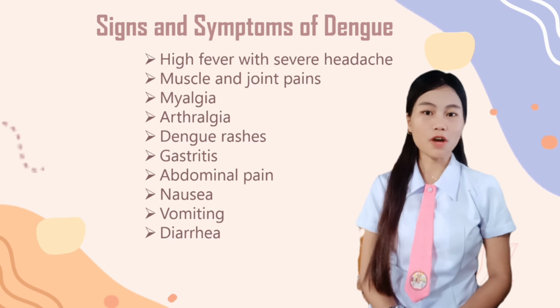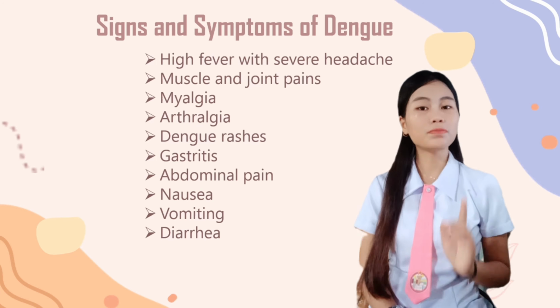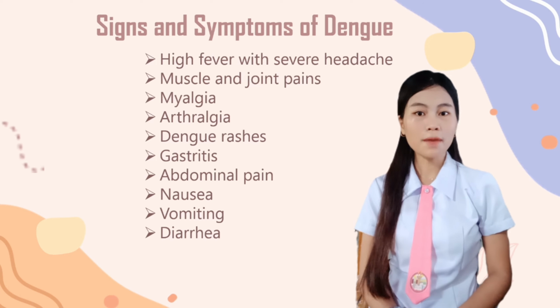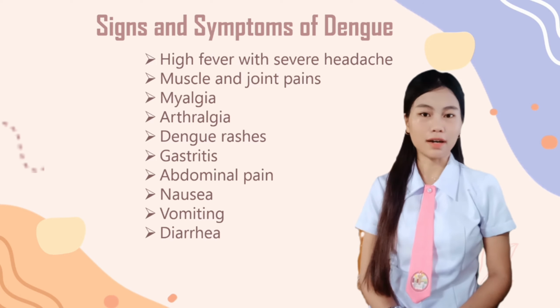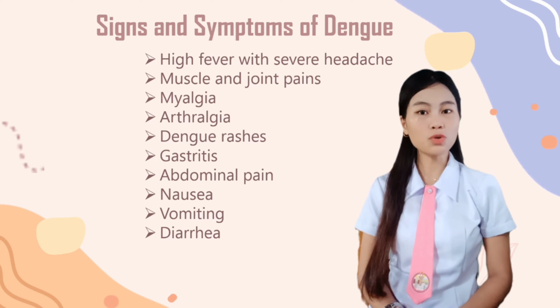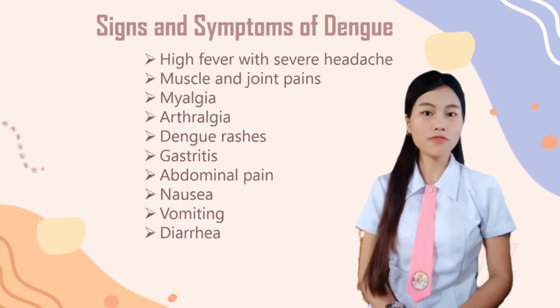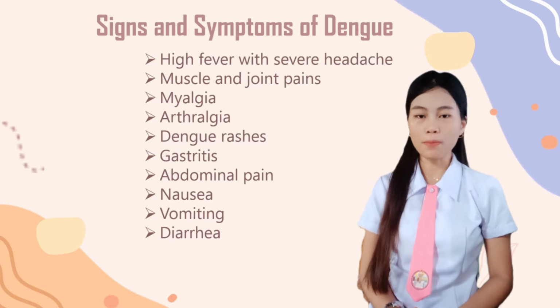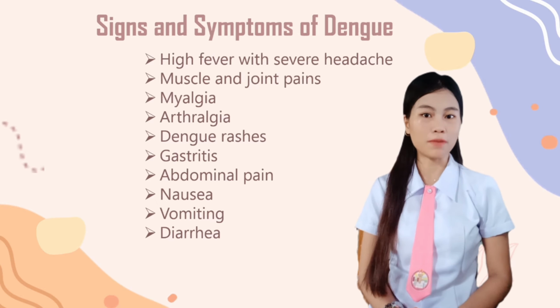The patient may suffer from gastritis, abdominal pain, nausea, vomiting, or diarrhea. Mild cases of dengue, where no rashes are present, can be misdiagnosed as the flu or other viral infection. Patients can pass on the infection through mosquitoes or blood products while they are still febrile.